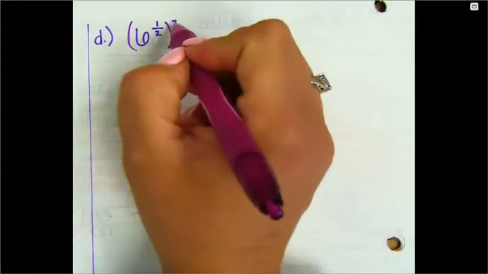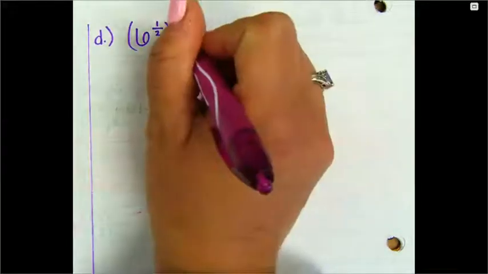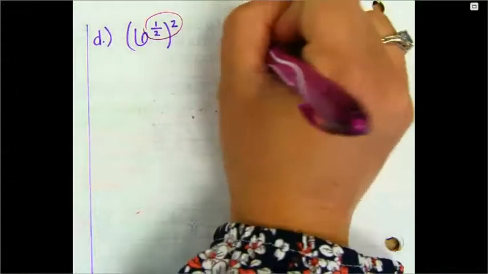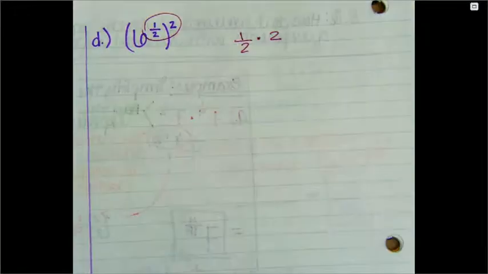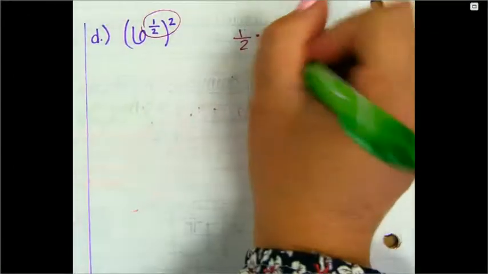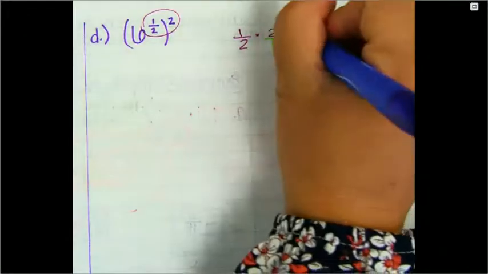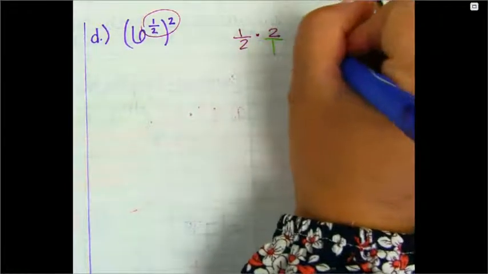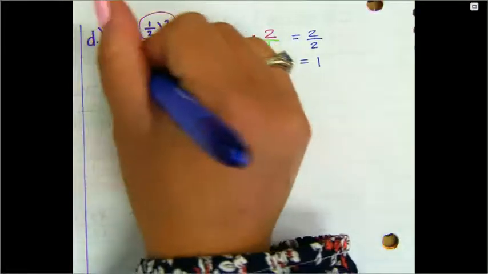What is the property you're doing with 1/2 and 2? You're multiplying. So you're going to take 1/2 and multiply by 2. What goes underneath your 2? 1. Multiply straight across. What do you get? 2 over 2, which is what? 1. So you get 6 to the first.